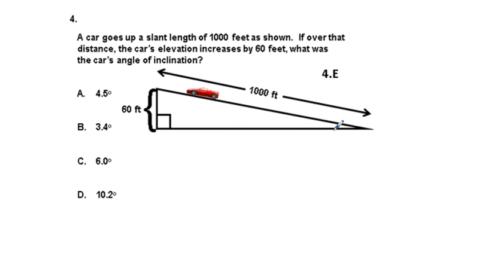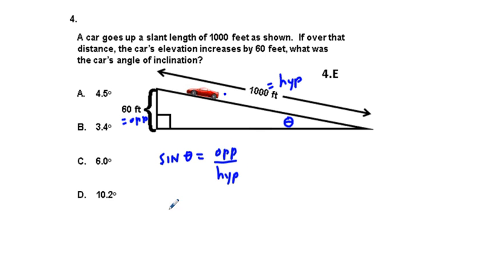Well, angle of inclination is going to be how steep that angle is, the direction of that angle from the ground level. So that's going to be this one I've just drawn here in blue. And so the 60 feet here is going to be our opposite side. And our 1,000 feet here, our slant height, is going to be our hypotenuse. And so what you're looking for here is opposite over hypotenuse. Well, sine theta equals opposite over hypotenuse.